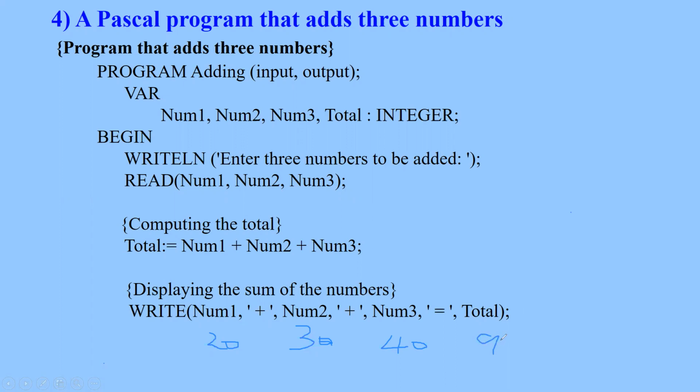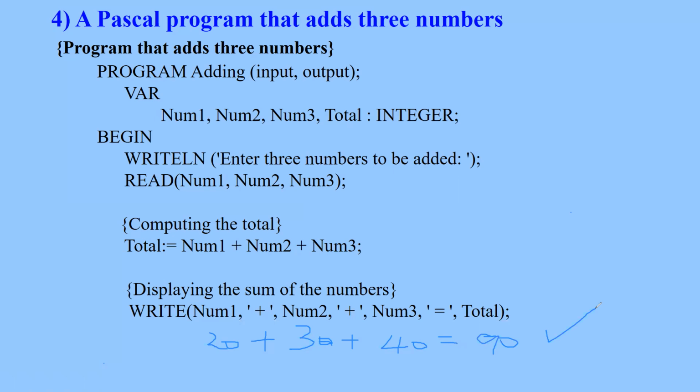So when it comes to the output, this statement of mine will be displayed as follows. Write out what? Number 1, then plus a character. Then number 2, then a character here. Then number 3, and a character, equal sign. So my dear students and the rest of the learners, with such a statement, this is what is going to be displayed on the screen.